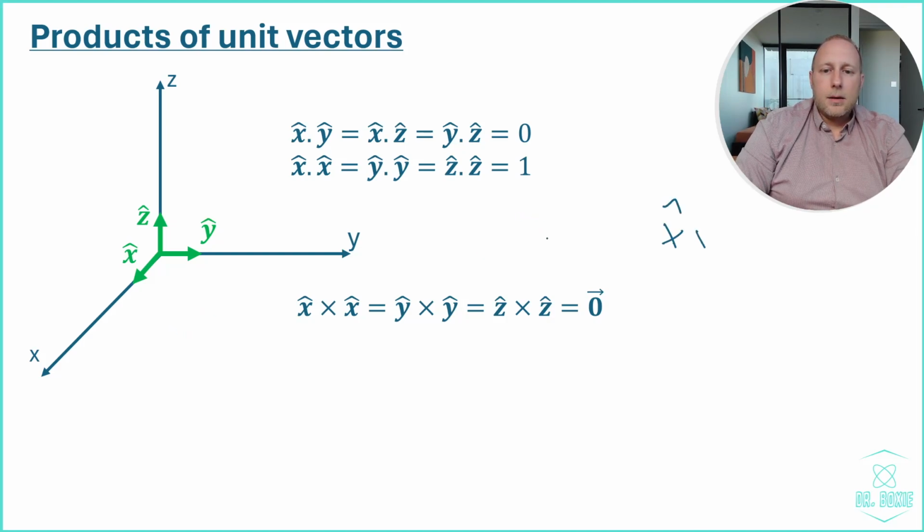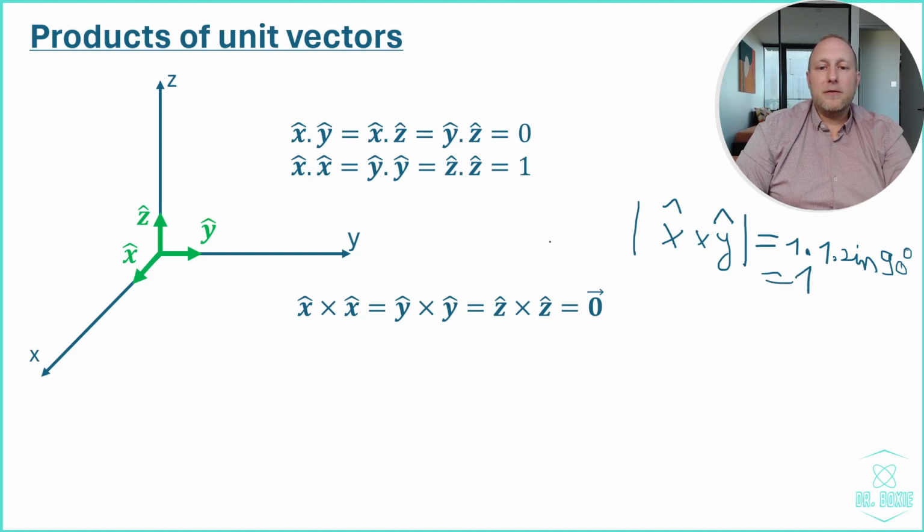X hat cross y hat is a vector. And what is its magnitude? Well, we saw that the magnitude of a cross product is the magnitude of the first one, the magnitude of x hat, which is just 1, times the magnitude of the second one, which is again 1, times the sine of the angle between them. But the angle between x hat and y hat is 90 degrees, so we get the sine of 90 degrees, which is 1. So we get that the magnitude of x hat cross y hat is 1, meaning that x hat cross y hat is itself a unit vector.